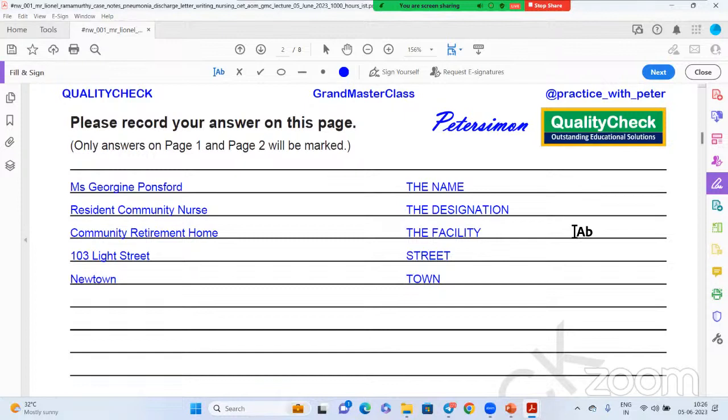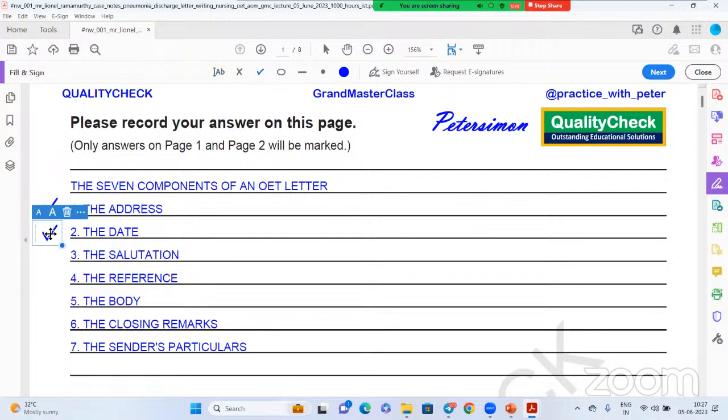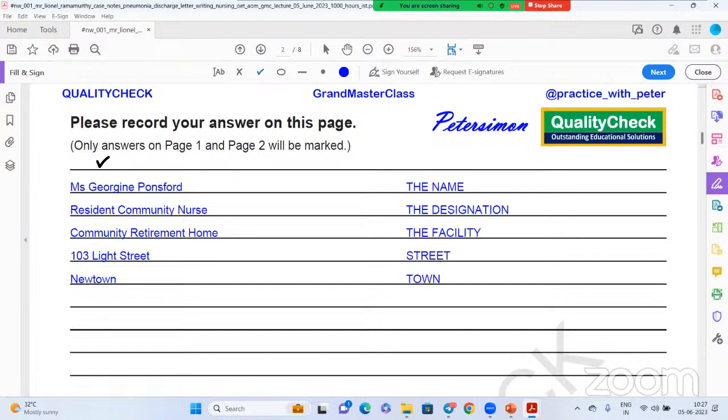Once you've done the address, then we'll go to the second part. So address is done. Now we'll go to the second part, that is the date. So this is called a checklist. We are making a checklist.